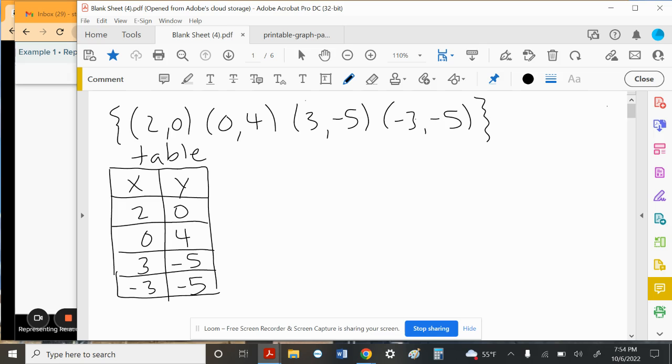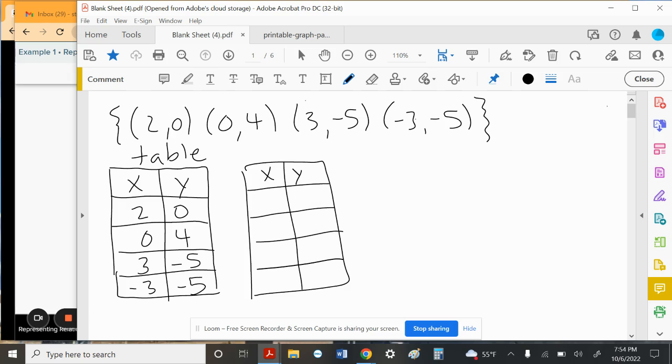So in reality, what I would do, and I'm not going to grade you on this, at least in terms of correctness right now, as long as you fill out the table and you put the points together correctly. Notice that my lowest value of X is -3, so that would be -3, -5. And then I have 0, 4, and then 2, 0, and then 3, -5. Notice that the X values are in order from lowest to highest. Y values are not. They correspond to the X values.